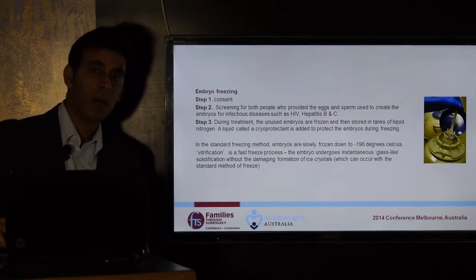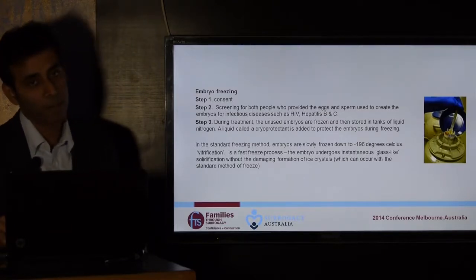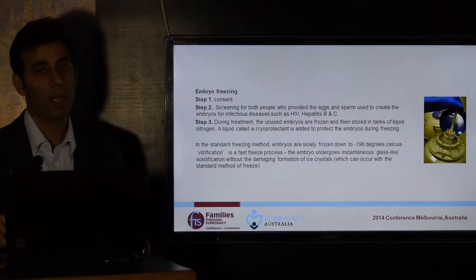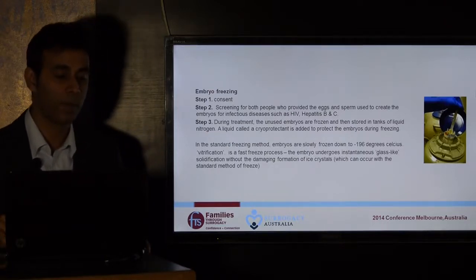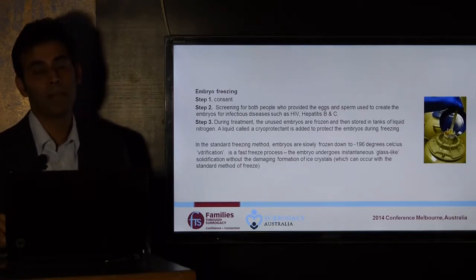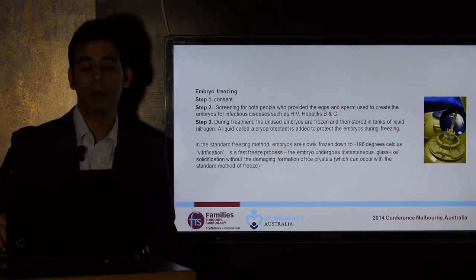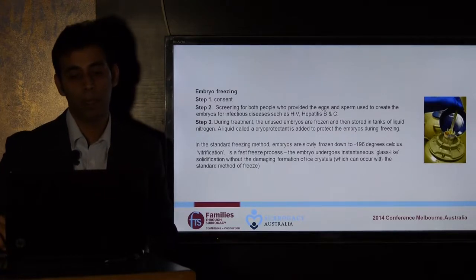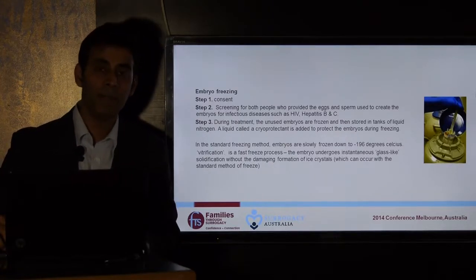Embryo freezing. These are the steps in embryo freezing. The first step is obviously the consent, because this is of utmost importance before you can freeze the embryos for your patients. Screening of all the partners involved, the male partner, the female partner, the egg donor or the sperm donor should be tested for the infectious diseases.